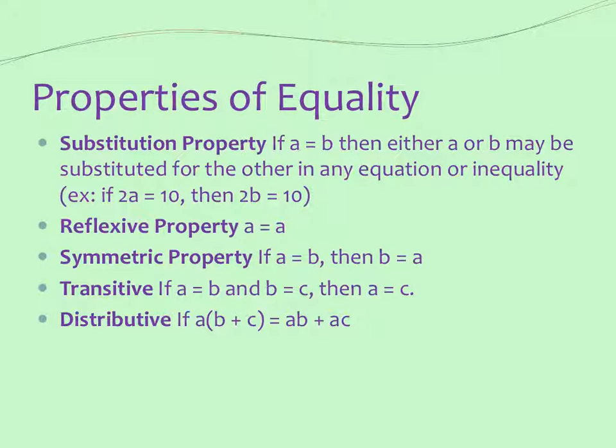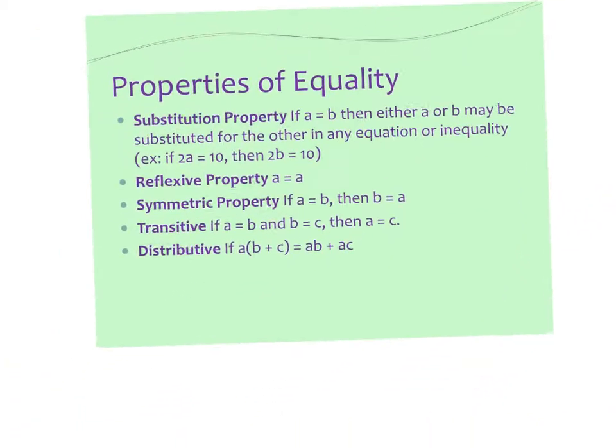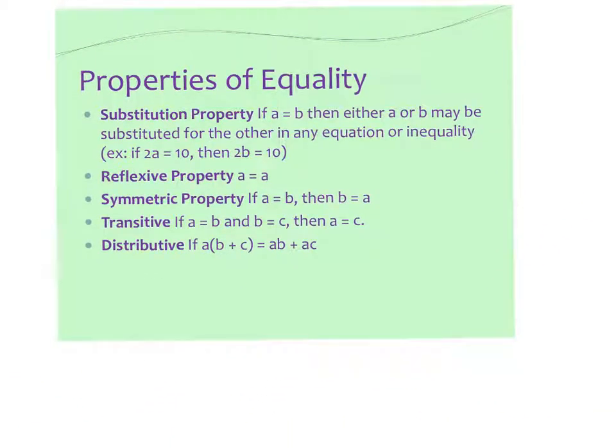Okay, these may be some new things to you. There's a few that you've probably seen before. The first one is the substitution property, and this is when you're going to substitute something for one of your variables. The reflexive property, you can think of this as like a mirrored image, a reflection. So it's going to be the same thing equals itself.